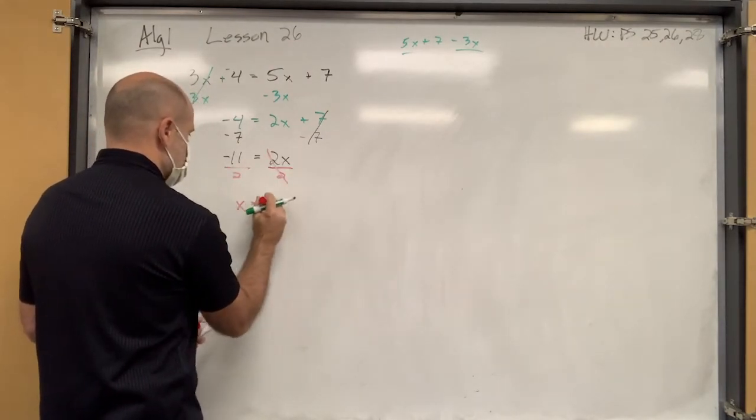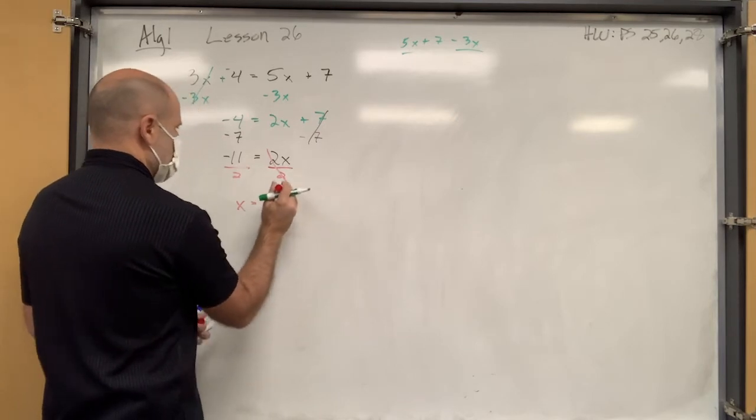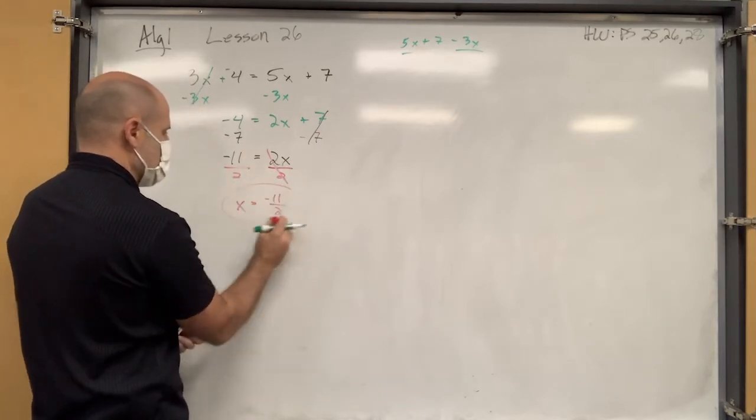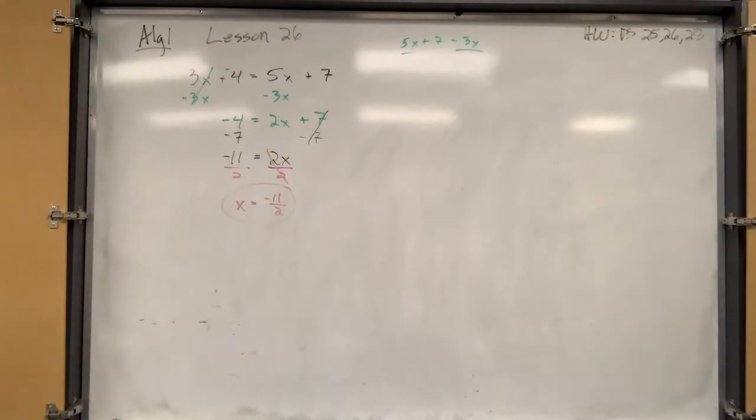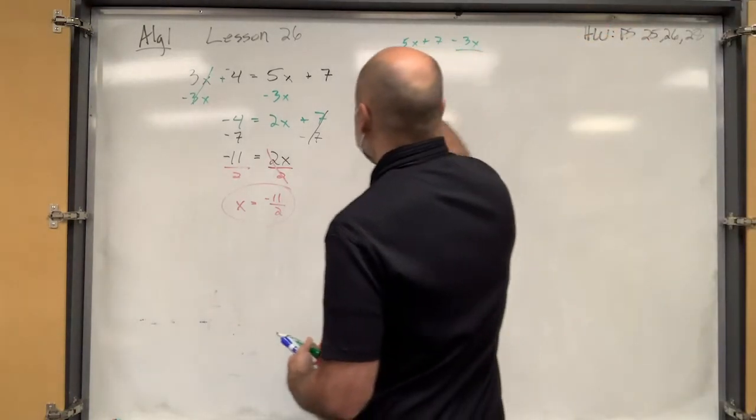So x equals -11/2. You can probably just stop right there, but I just like having it neat. Okay? So there's only one step that we added to this lesson: if you have variables on both sides, get rid of the smaller one. You don't have to get rid of the smaller one. Look what happens if I don't.